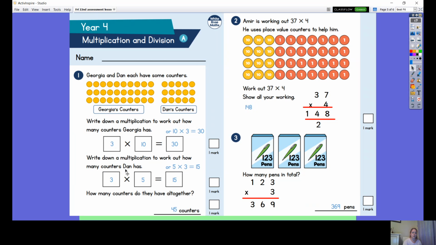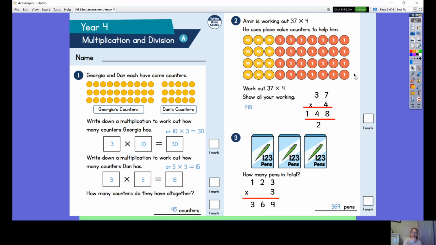Then write down a multiplication to work out how many counters Dan has. So he's got 3 by 5, so we're doing 3 times 5, and that makes 15, or 5 times 3, because again it doesn't matter which way around you do the multiplication. And then how many counters do they have altogether? So we have to add Georgia's 30 to Dan's 15, and that makes 45, so there's 45 counters in total. Okay, moving on to number 2.